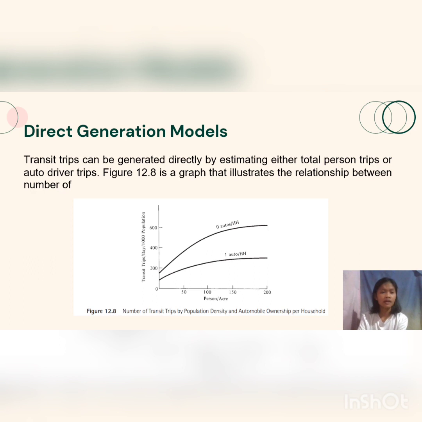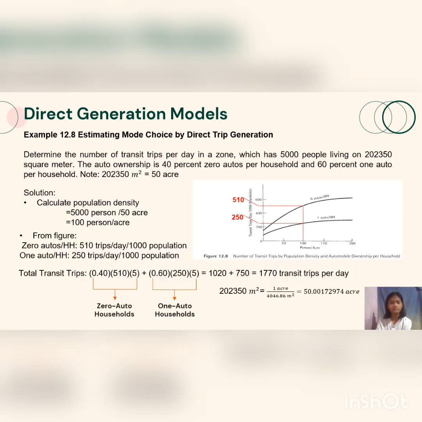So first, the direct generation models. These transit trips can be generated directly by estimating either total person trips or auto driver trips. Figure 12.8 is a graph that illustrates the relationship between the number of transit trips by population density and automobile ownership per household. Here is the example of direct generation models.